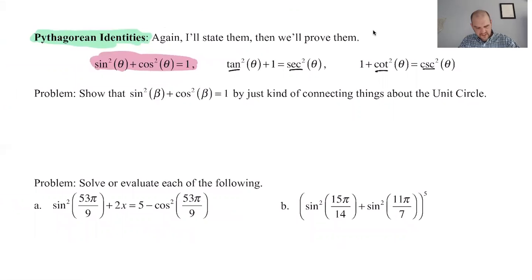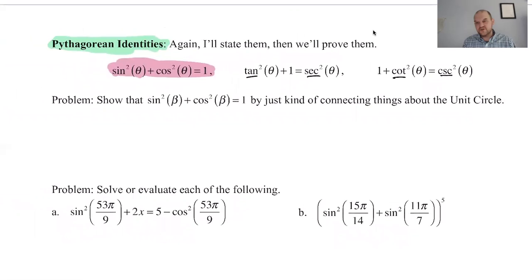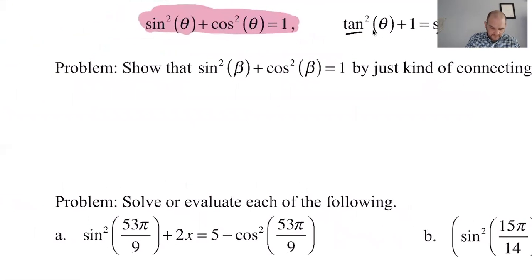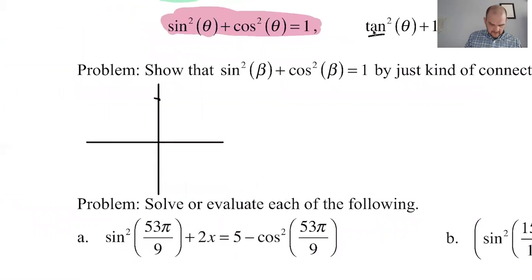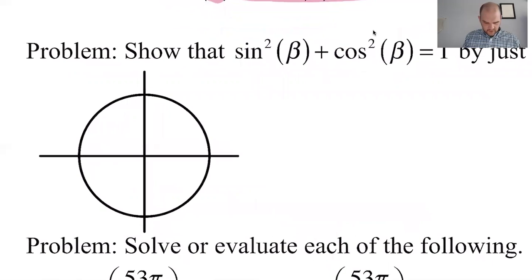So we want to show that sine squared plus cosine squared equals 1 by connecting things to the unit circle. So if we think about the unit circle, let's draw a vertical line and a circle. And what we need is a point. So I'm going to put a point here. And this point is definitely cosine theta, sine theta.